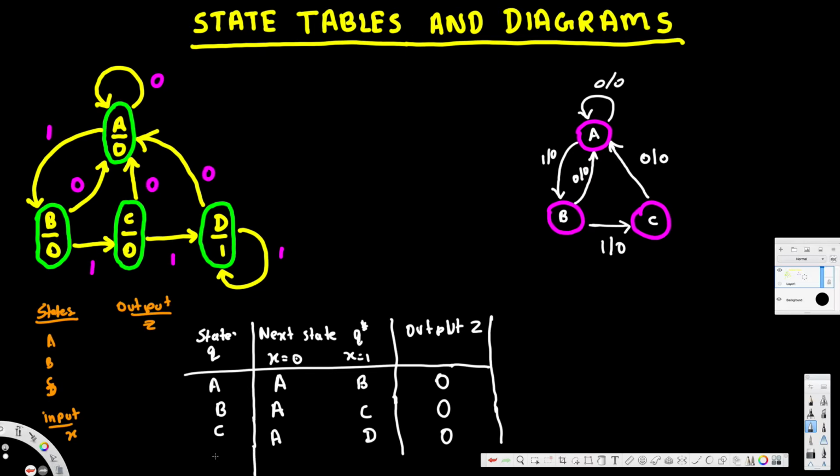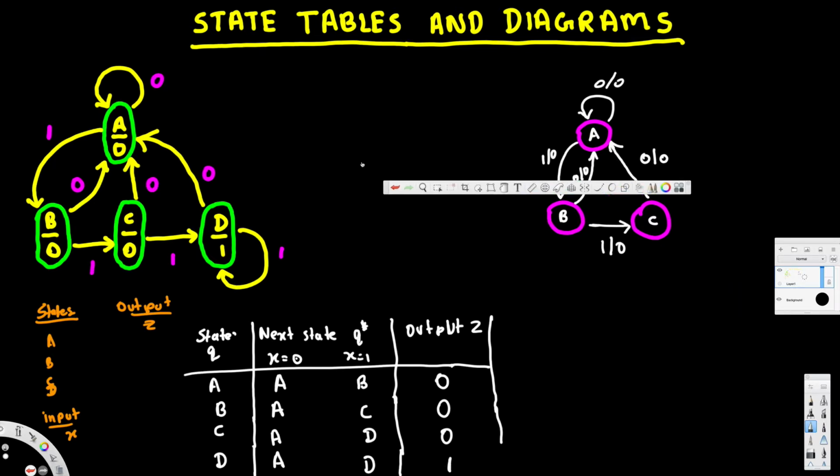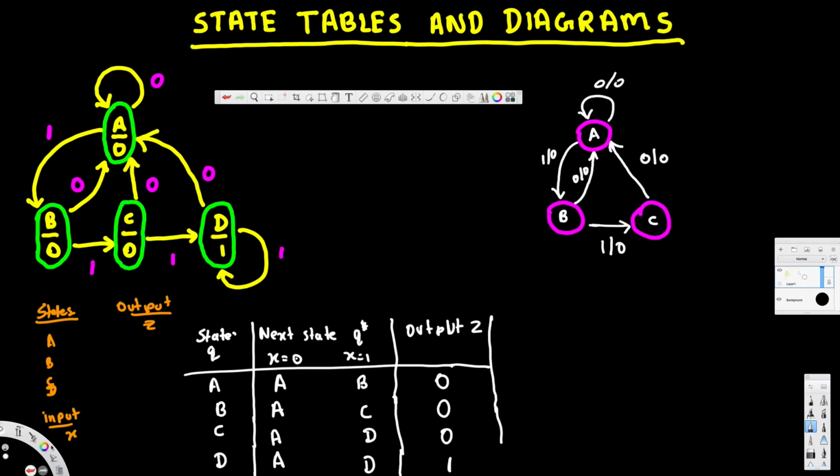Now let's look at D. For D, when X is equal to 0, it goes to A. When X is equal to 1, it goes to D again. It goes to D again, but the output for D is 1. Okay, now that is it for this one. Now let's go ahead and write the table for this state diagram.